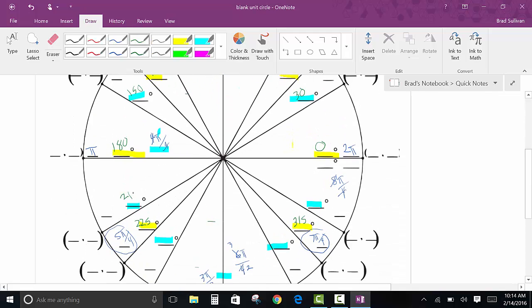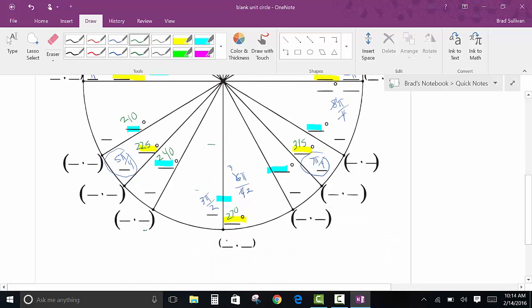180 plus 30 is 210. 210 plus 30 is 240. 240 plus 30 is 270. 270 plus 30 is 300. 300 plus 30 is 330. So you can just count those things out.